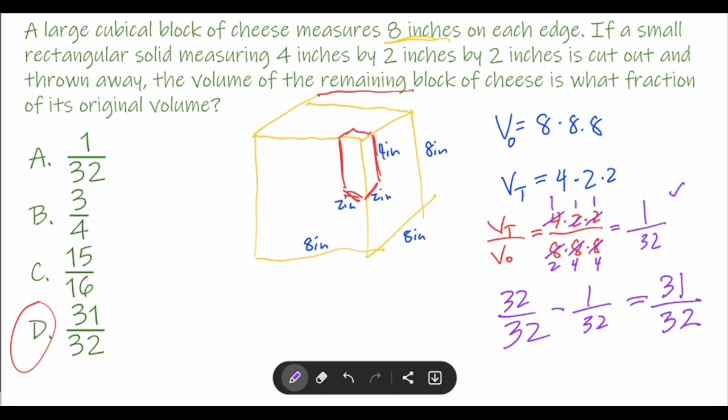We simply subtract the numerators. The denominator, we just copy it. So that's how you get the answer. And that is shorter and simpler to do. So again, the same answer. That's D, 31 out of 32.